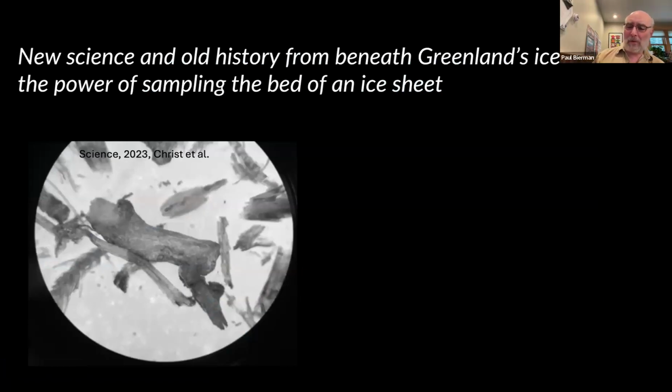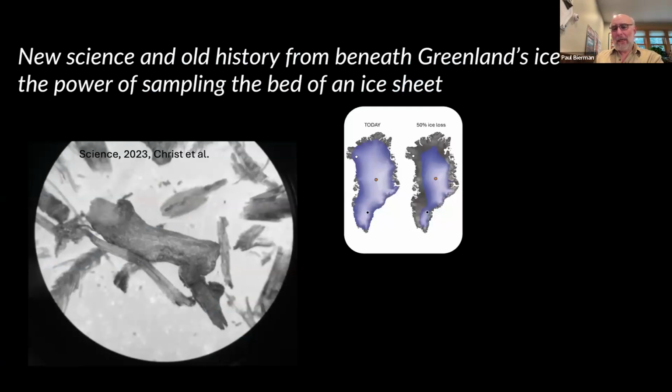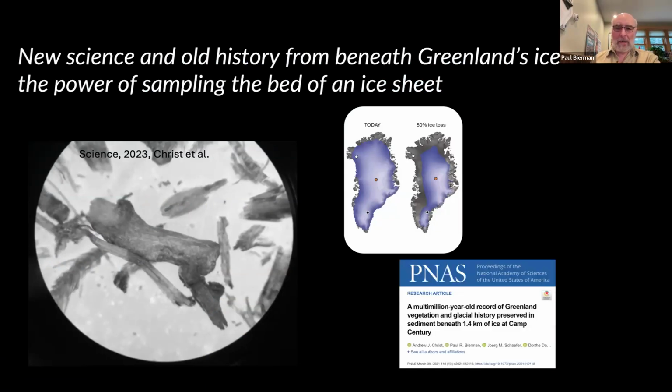What you see here is a photograph that we took looking down the microscope on the first day that we found fossils in the subice material from Camp Century. And today, of course, you can see Camp Century is the white dot up here in the corner. GISP-2 is the red dot in the center of the Greenland ice sheet.